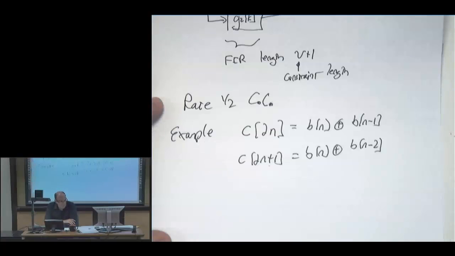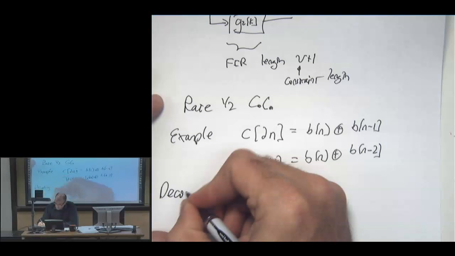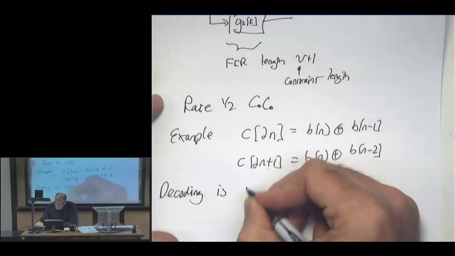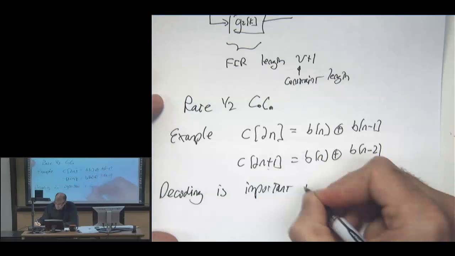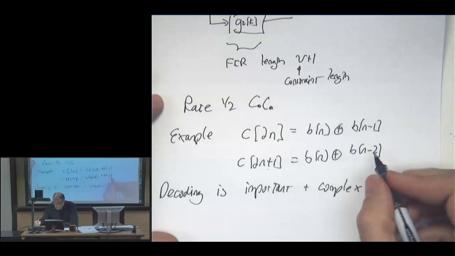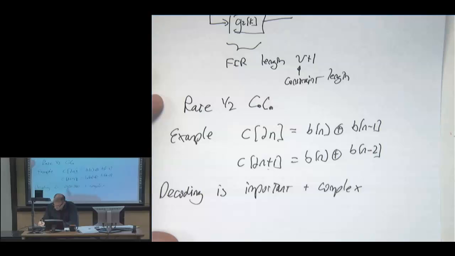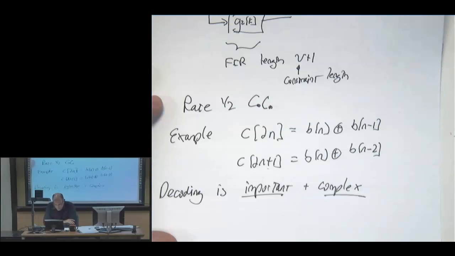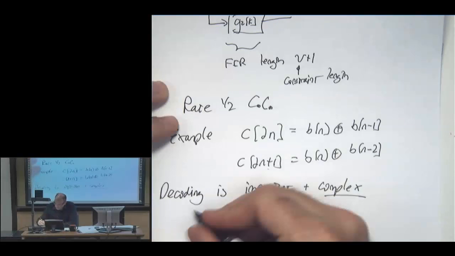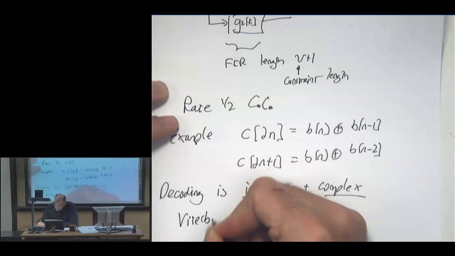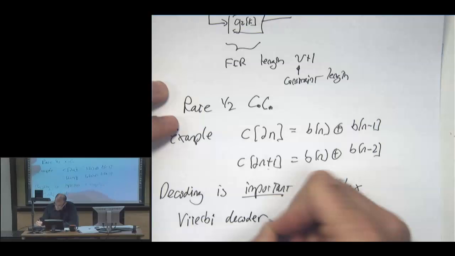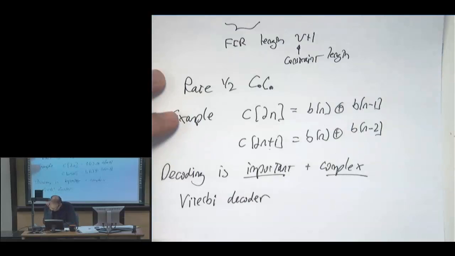Now, one thing to note with convolutional codes is that the decoding is important, and it's also complex. Complex meaning complicated, not in the complex field necessarily here. So there's a whole bunch of different types of decoding algorithms. The most common one is called the Viterbi decoder. And, man, I don't know how to explain the Viterbi decoder in a fraction of a lecture here.